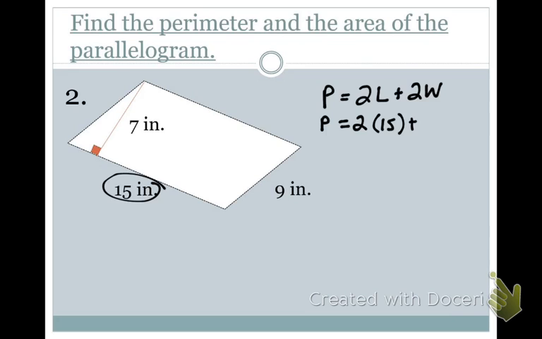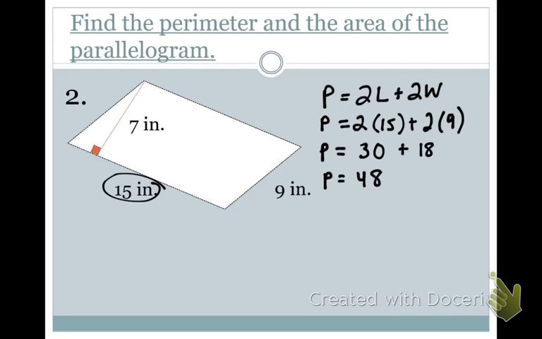Now, I've got 2 things left. Do you think that the width is 7 inches or 9 inches? 9. It is 9 inches, because the width is going to be the outside of our parallelogram. So we're going to also bring it down 2 times 9. Once again, there's nothing to do on the left of the equal sign, so just drop it down. P equals, Hannah, what's 2 times 15? 30. Maddox, what's 2 times 9? 18. And guys, what is 30 plus 18?